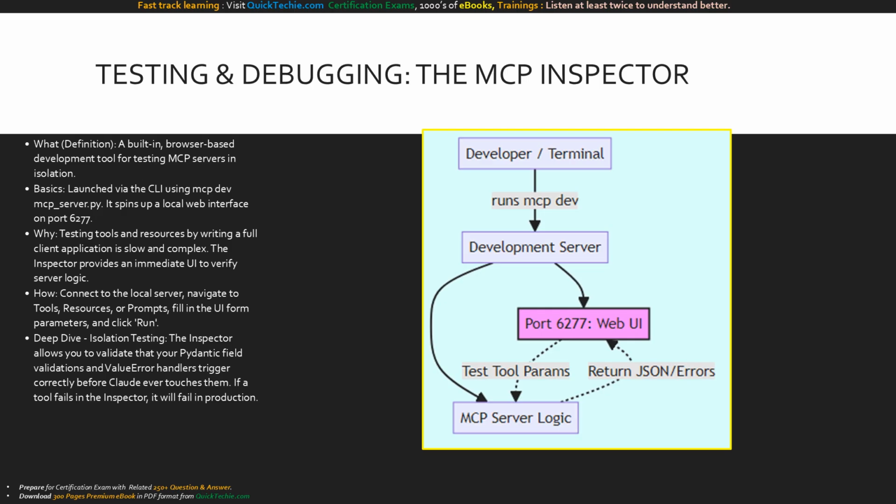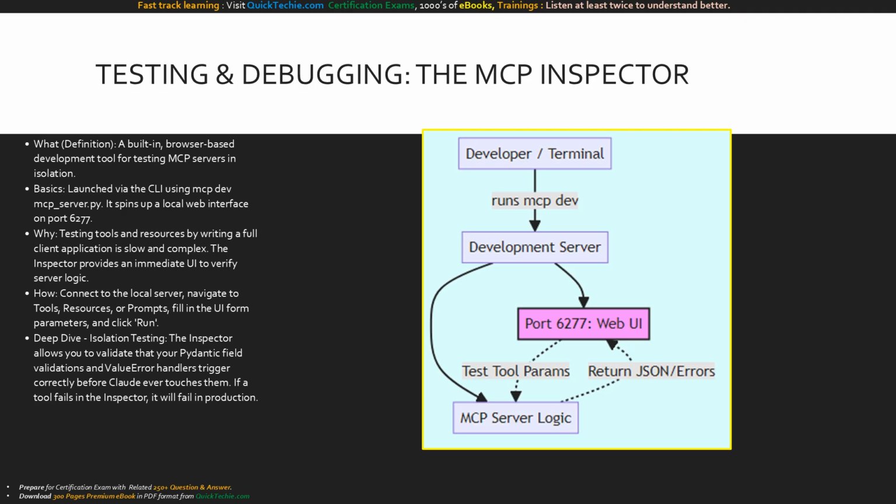With the inspector, you get a clean UI where you can manually select your tools, input test parameters, and execute them instantly. For a deep dive into best practices, use the inspector for isolation testing. Purposefully pass invalid document IDs or bad data formats to ensure your value error handlers catch them correctly. If your error handling is broken in the inspector, it will be broken when Claude tries to use it.